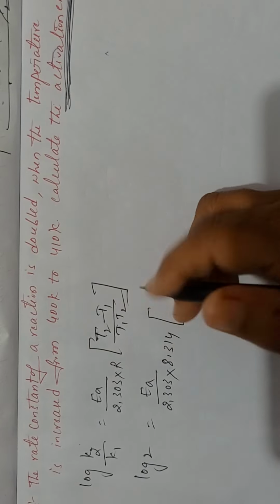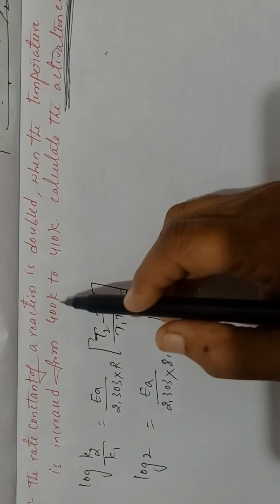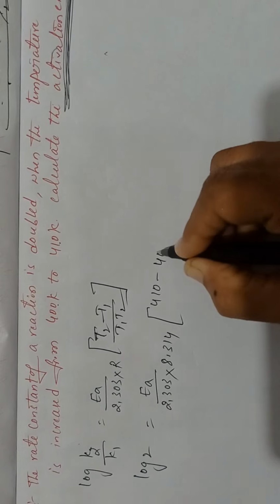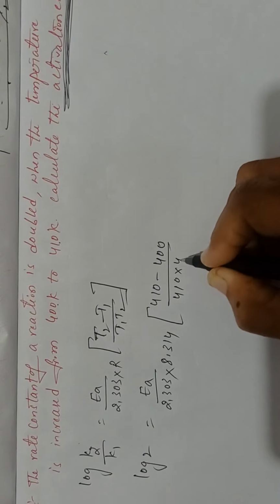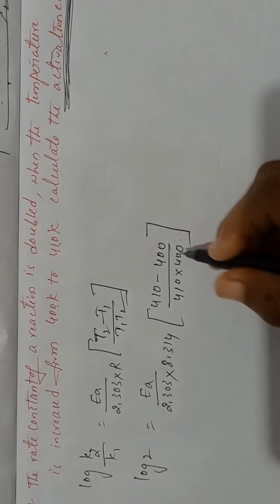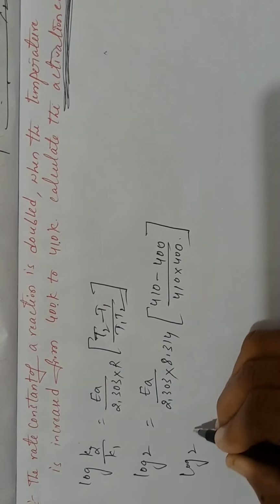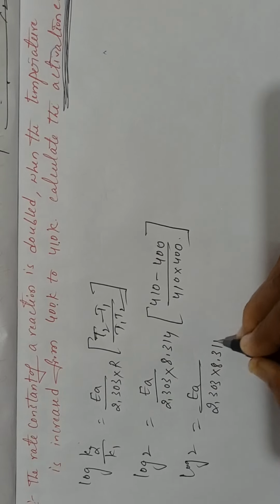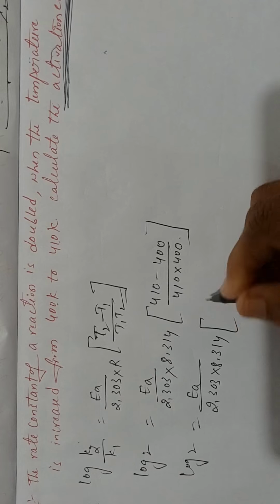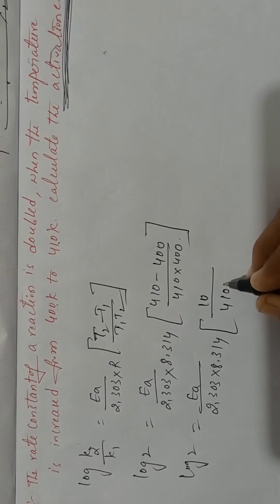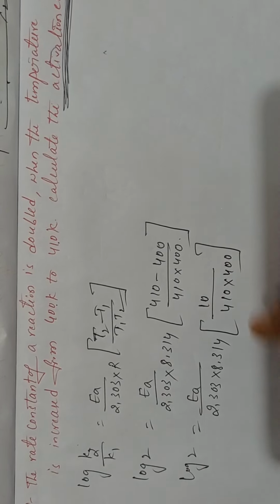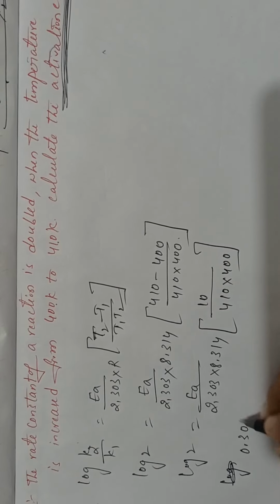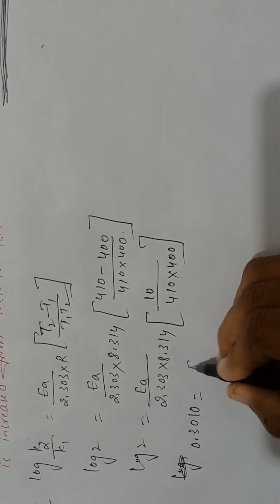T2 minus T1: what are the initial and final temperatures, students? This is T1, this is T2. T2 minus T1 is nothing but 410 minus 400, by 410 into 400. Now see, log 2 is equal to Ea by 2.303 into 8.314, 410 minus 400 is nothing but 10, by 410 into 400. Clear? Log 2 value is 0.3010.